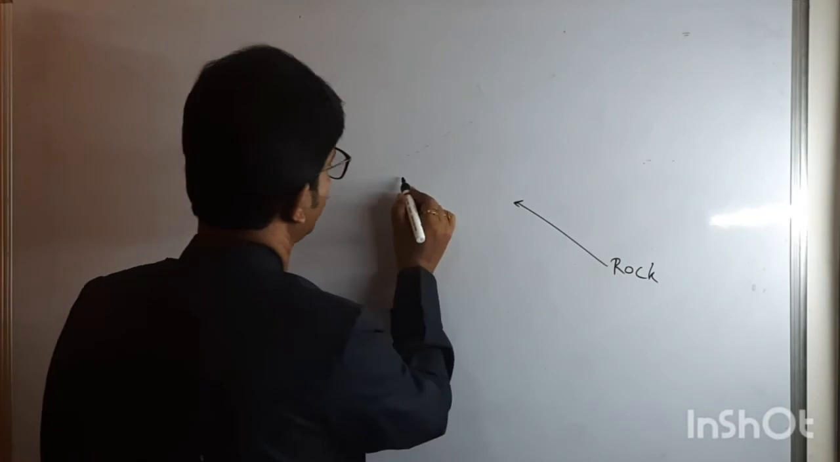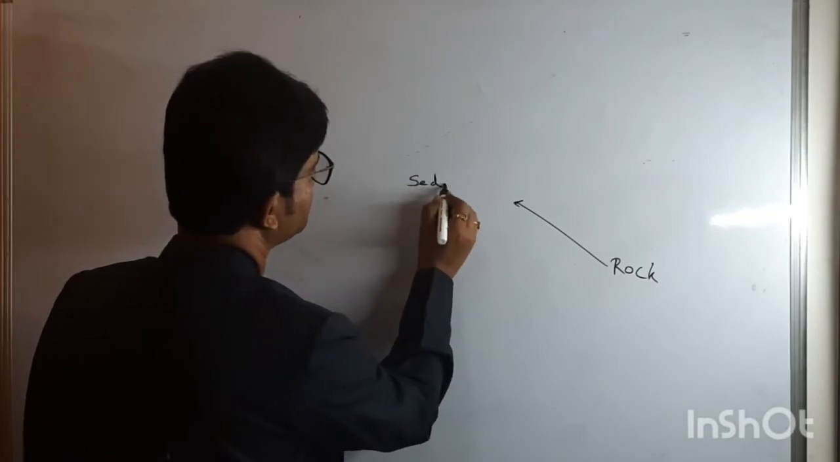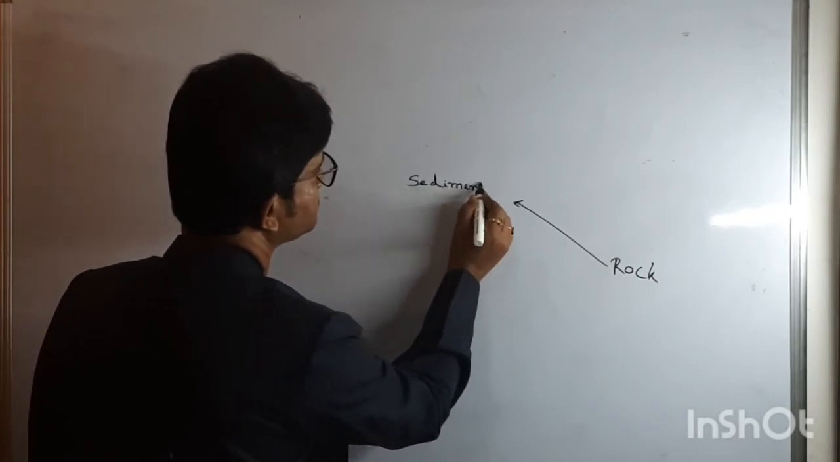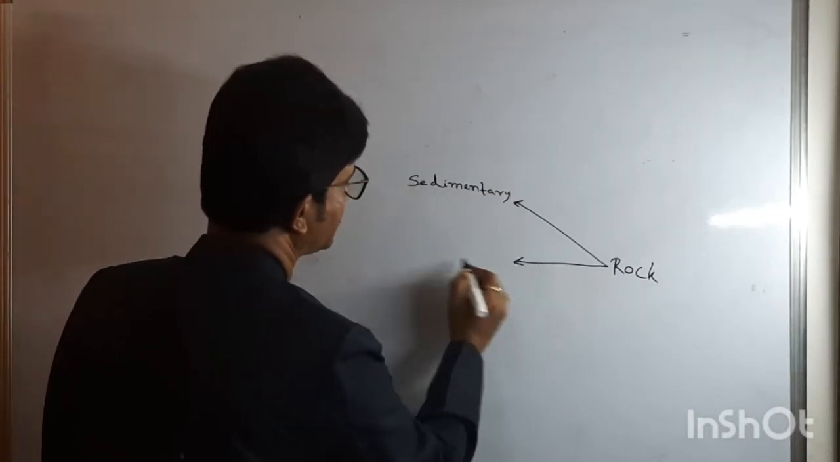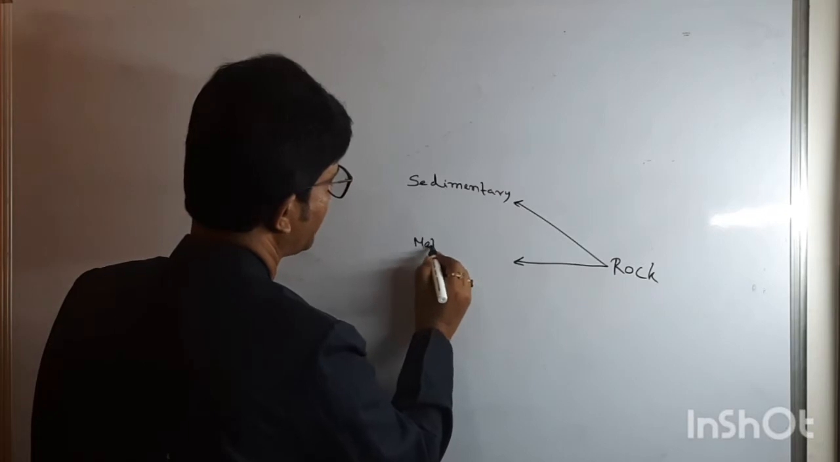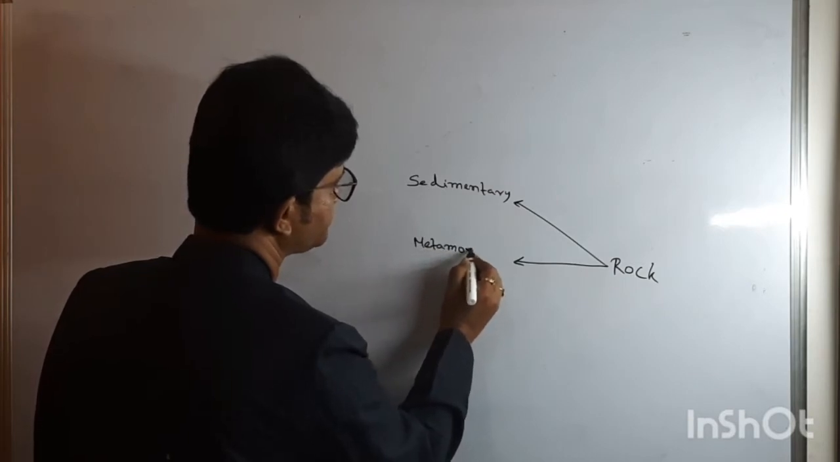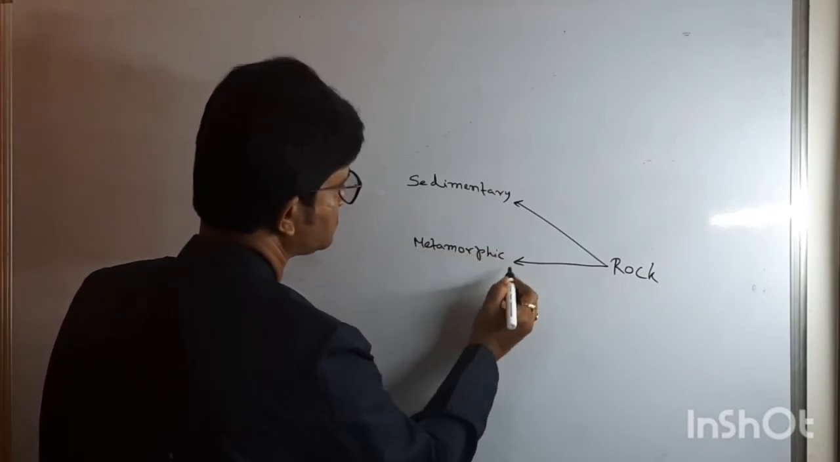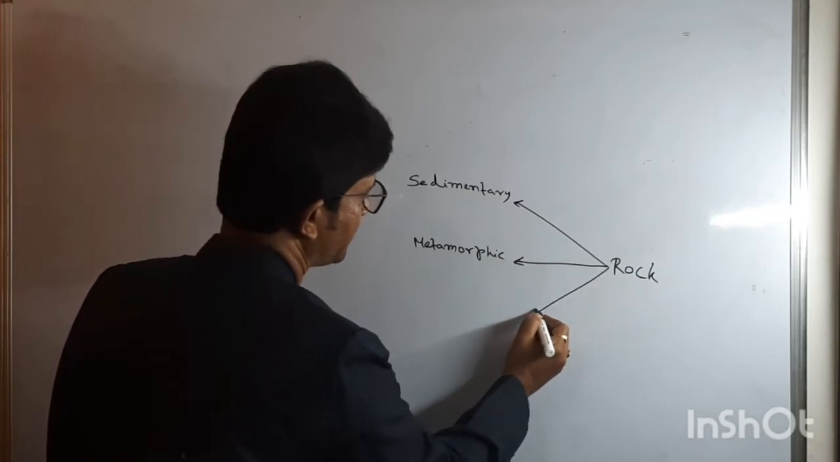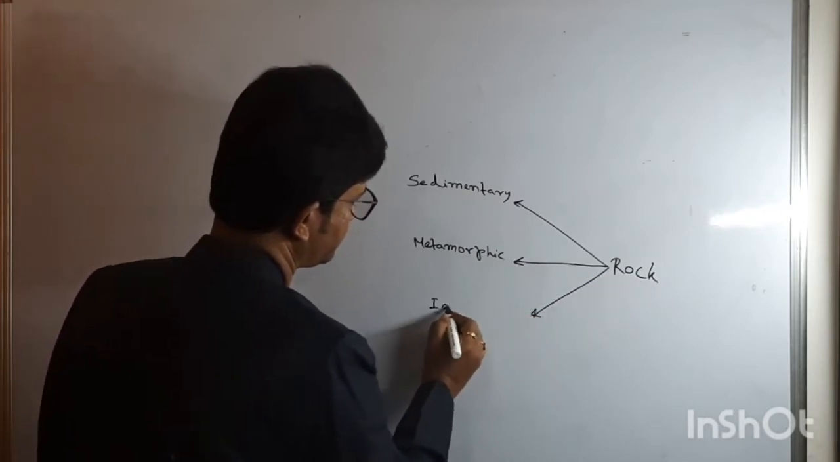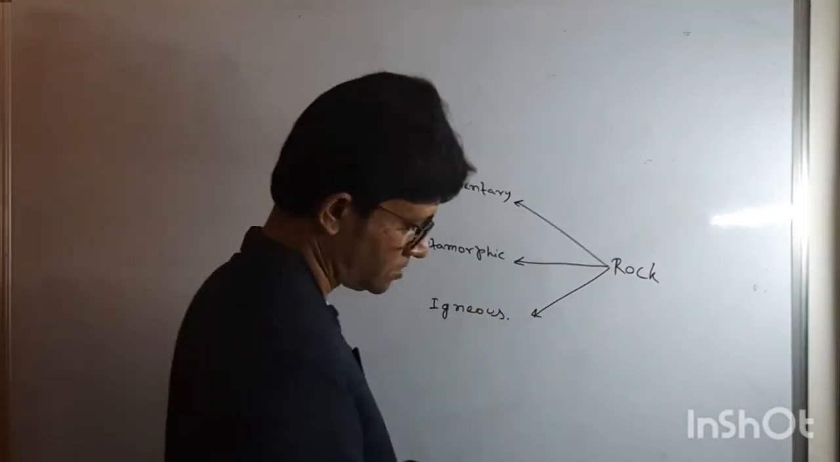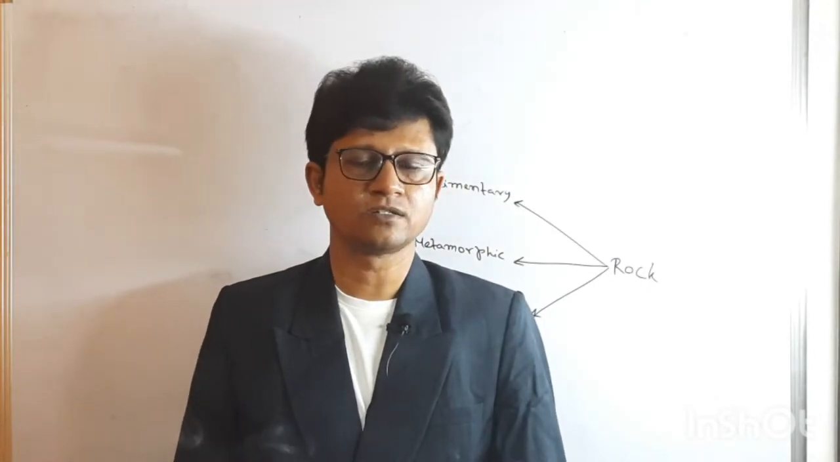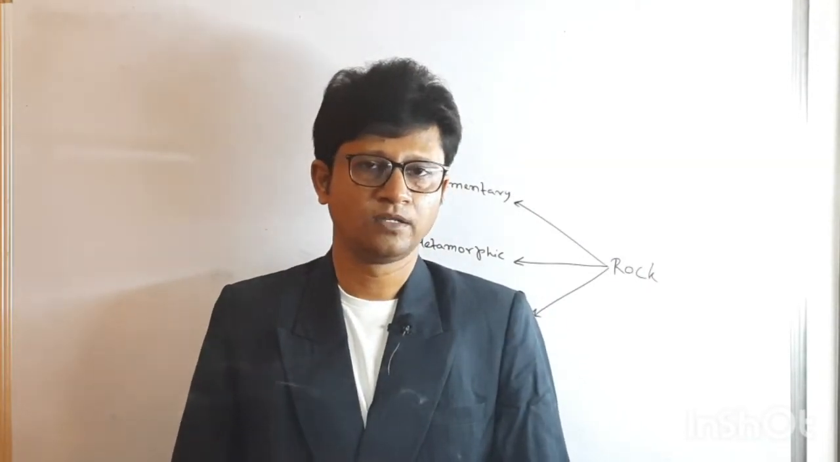Number one, sedimentary. Another is metamorphic. Another is igneous. In my previous video, I have already mentioned about the origin of soil.